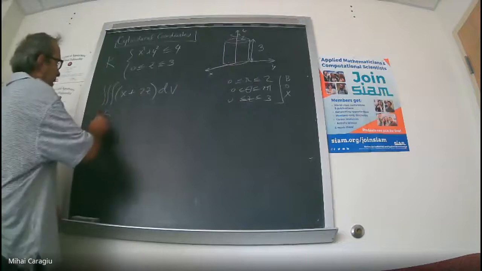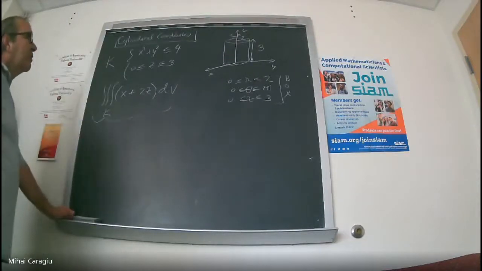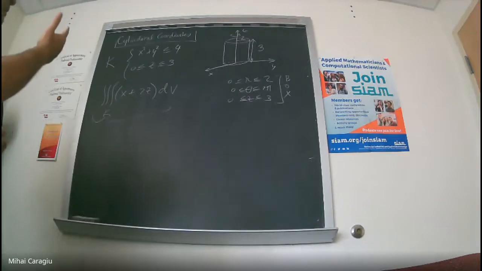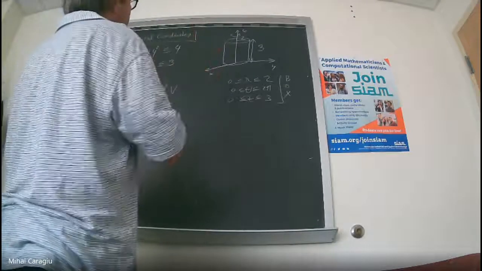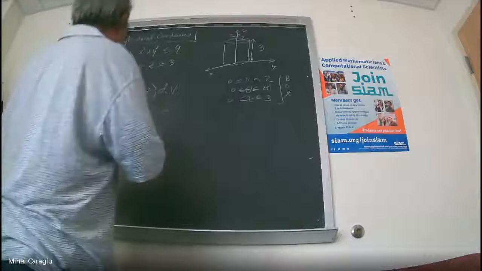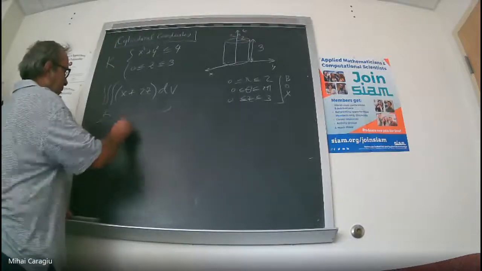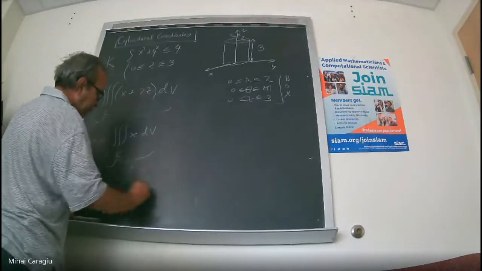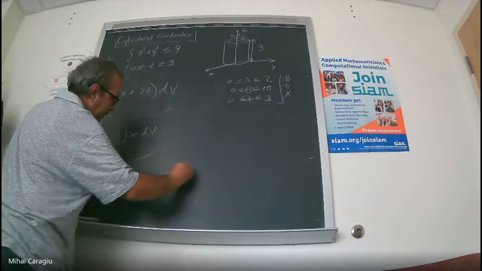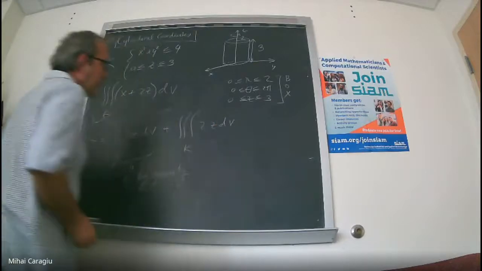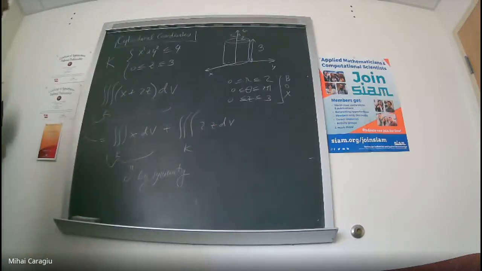So how do we do this integral? To exploit the symmetries of the problem, because the function x is anti-symmetric about the yz plane, and the cylinder is symmetric about the z-axis. Due to symmetry, the triple integral over the solid cylinder of x dV is 0. So we can say this integral equals the triple integral over K of x dV, which will be 0 by symmetry, plus the triple integral over K of 2z dV. So we only need to calculate the triple integral over K of 2z dV.